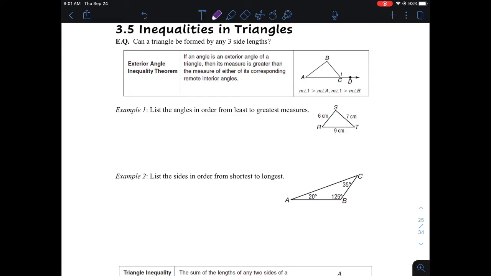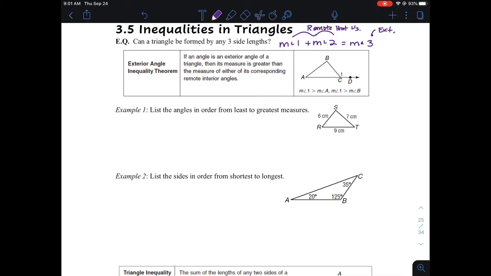So we're going to start with a little bit of an exterior angle inequality theorem. So we know the exterior angle theorem says the measure of angle 1 plus the measure of angle 2 is equal to the measure of angle 3, where 3 is my exterior angle and 1 and 2 are my remote interior angles.